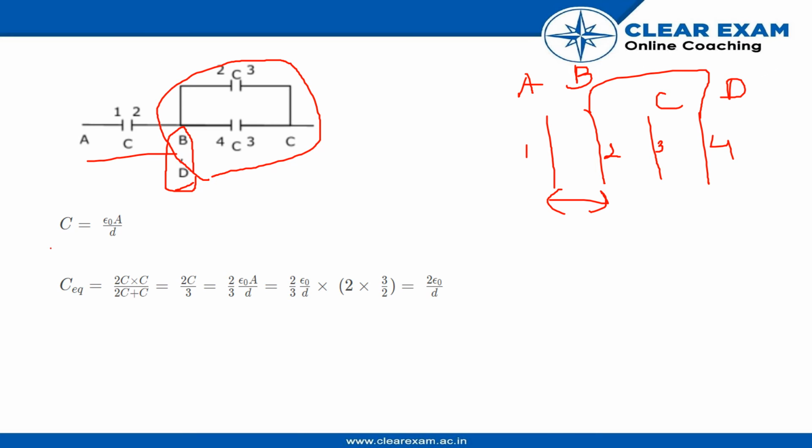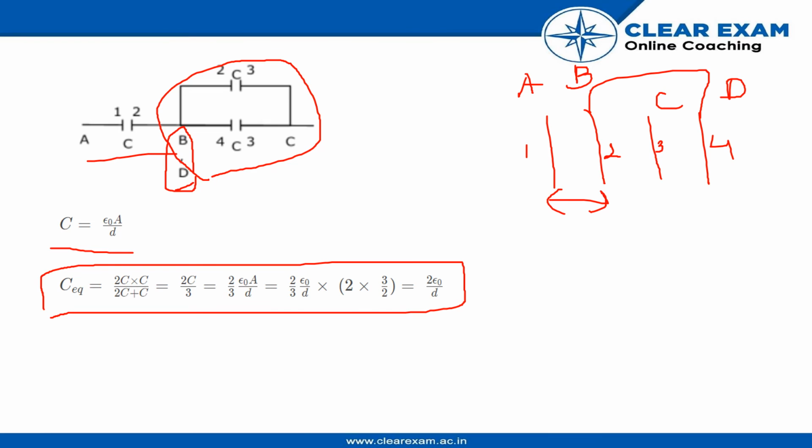We know the capacitance is epsilon naught A by d, so the equivalent capacitance is the parallel combination plus the series combination. The parallel combination is in series with this capacitor over here. So 2C is the parallel one, because capacitances in parallel add up to 2C, and when they are in series, the formula becomes 2C into C upon 2C plus C.